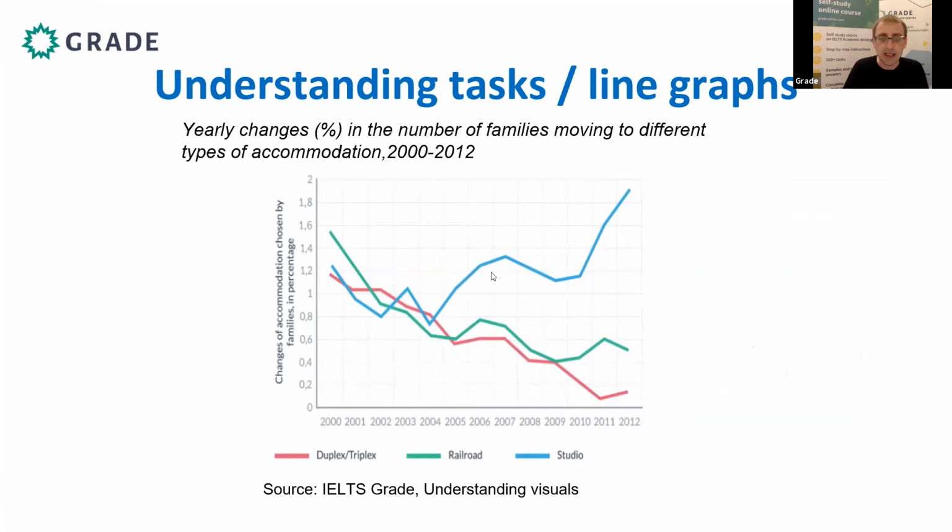So for example, if we look at the line for duplex and triplex, we can see that the percentage of using this kind of accommodation actually decreases over time. So it goes down. So this is one of the features of this task and main features, basically, of this line graph. So what are the main features of this line graph?